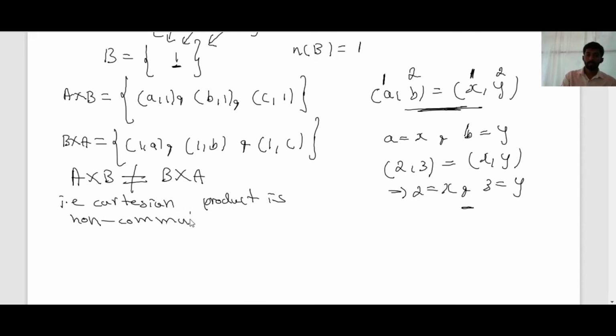Okay, remember this one. Cartesian product of two sets or three sets is non-commutative. Commutative means AB is equal to BA, right? But here what you are writing? A cross B is not equal to B cross A. Therefore, Cartesian product of two sets is non-commutative.